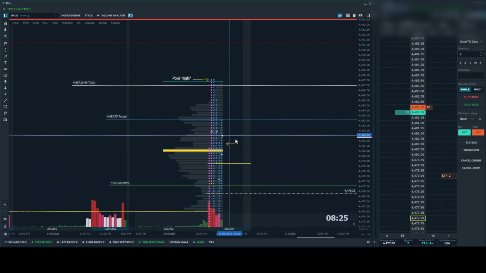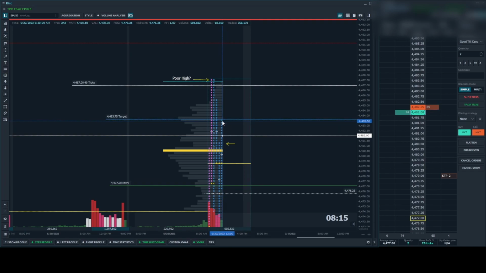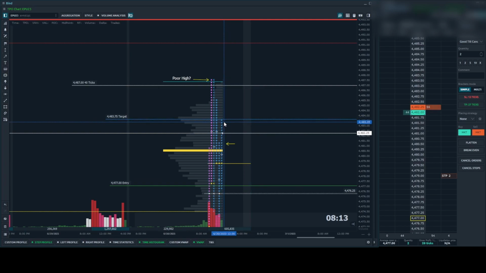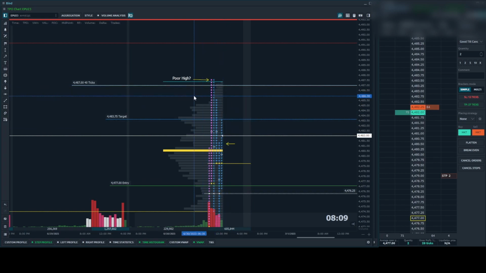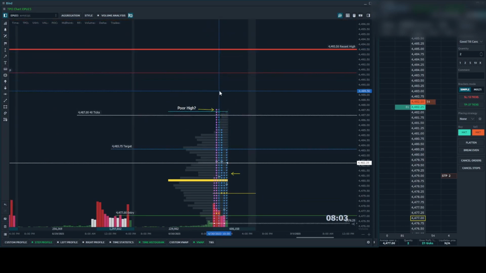So there's our first one. I moved this down because see how close it came right there. I was worried that was the one time it was going to hit it, just for that contract. So now we're shooting for the 40 ticks, but ultimately what we're shooting for is to fix this poor high and then hit this recent high.